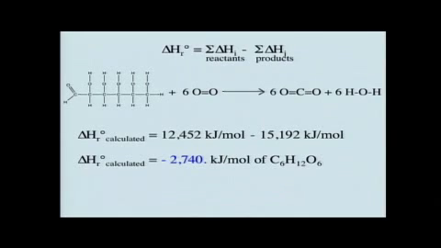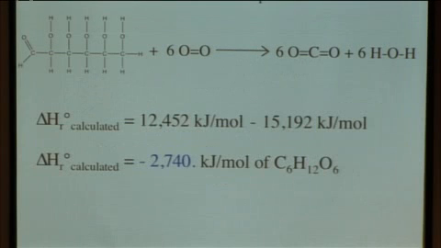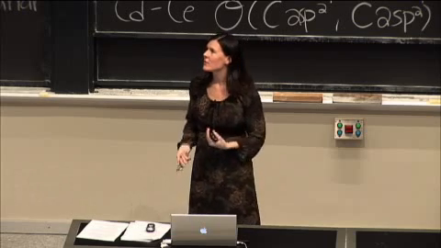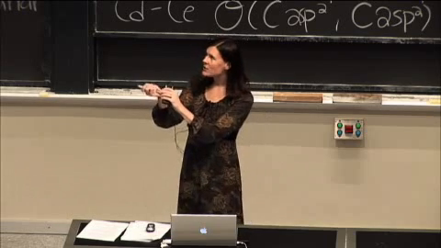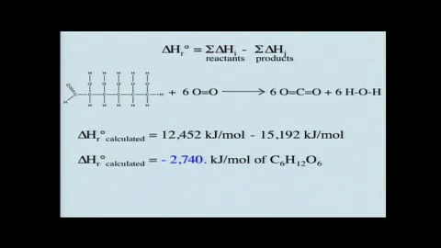So all we need to do to figure out the change in enthalpy, and when it has this subscript R here, I meant to mention that means the enthalpy for the reaction, we just subtract the bonds formed from the bonds broken. These are the ones that we broke: 12,452 minus 15,192, which we formed. So we end up with an enthalpy of reaction of negative 2,740 kilojoules per mole of glucose that's oxidized.